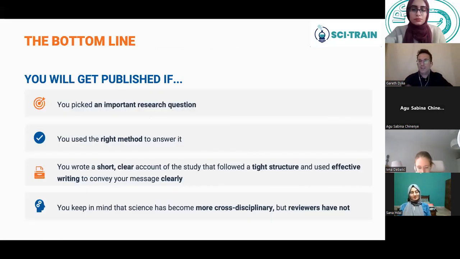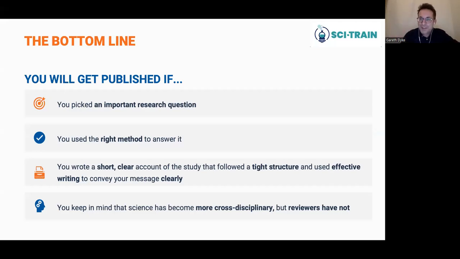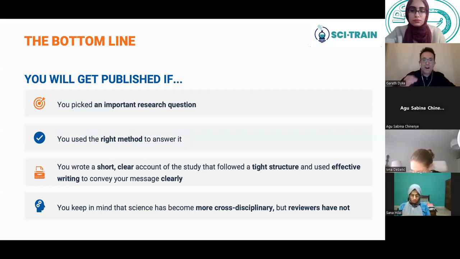Keep that in mind as well, please, everybody listening to this, because the bottom line here, the final message here really is that you will get published. You will, if you pick an important research question. And that's up to you and your research advisors, your supervisors, your colleagues at your institution. You will get published if you use the right method to address the question that you seek to answer. And that goes back to what we talked about before about how your method section really does need to be completely watertight, so that when it goes to peer review, it has the highest possible chance of acceptance.